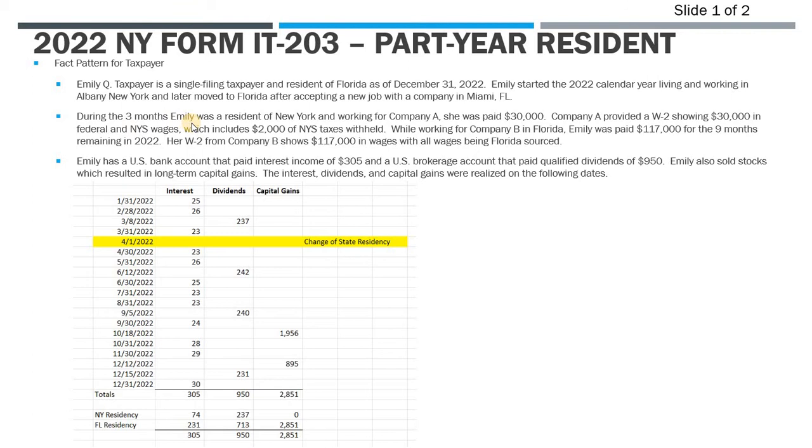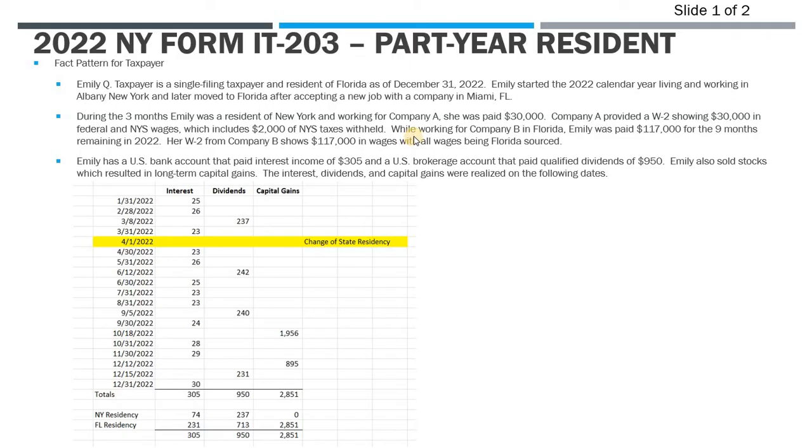During the 3 months Emily was a resident of New York, she was working for Company A and was paid $30,000. Company A, at the end of the year, sent her that W-2 showing the $30,000 in federal and New York State wages, and it had $2,000 of New York State income taxes withheld.